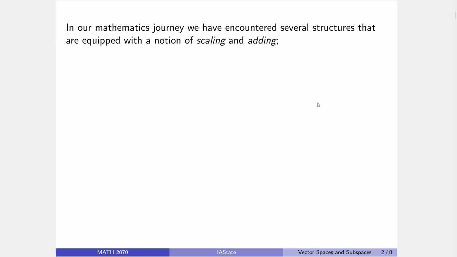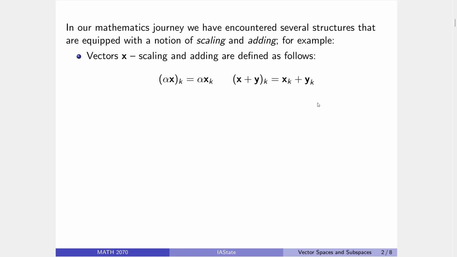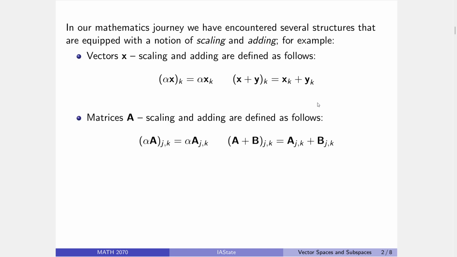So far in your math journey, you've encountered several types of scaling and adding. In this class alone, we've seen it happen twice. For example, if I take some vectors, I can scale them and add them, and scaling and adding goes how you think it should go. When you scale, you multiply every entry by the scalar, and when you add, you match entries and add them up. Component-wise operations.